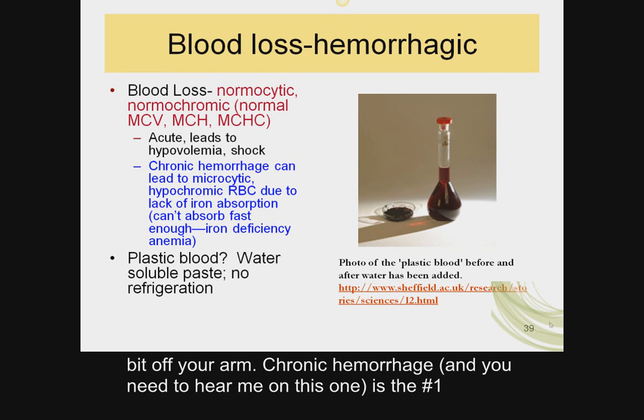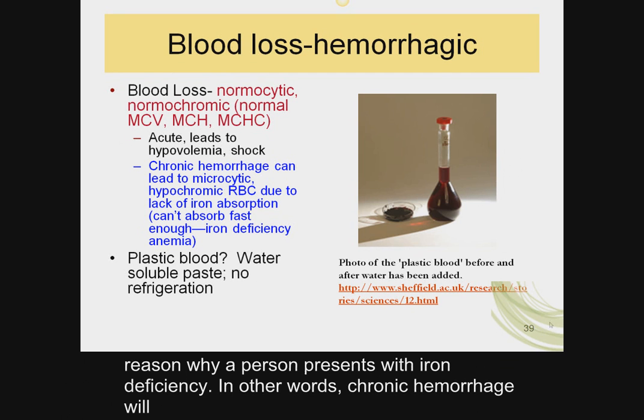Chronic hemorrhage, and you need to hear me on this one, is the number one reason why a person presents with iron deficiency anemia.